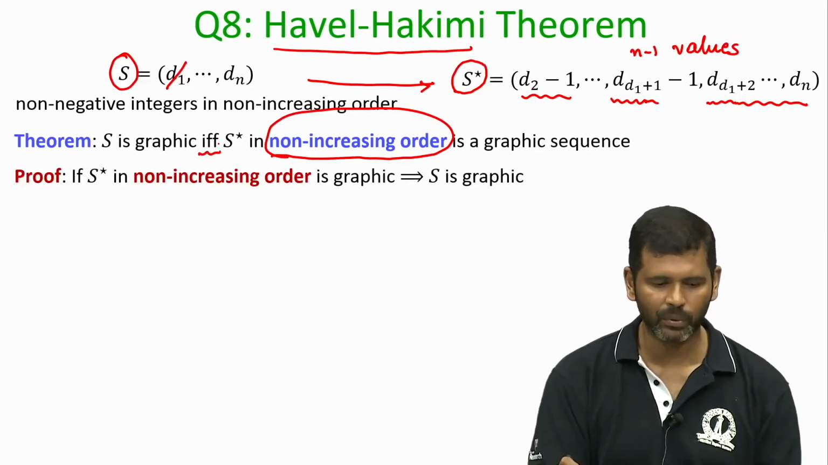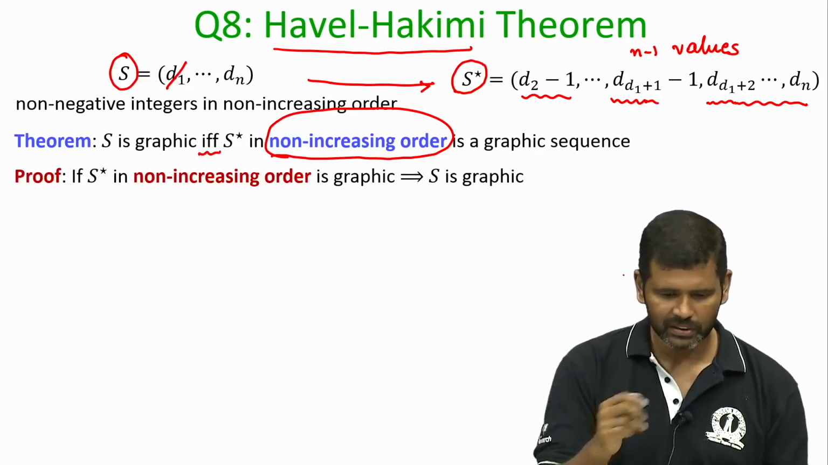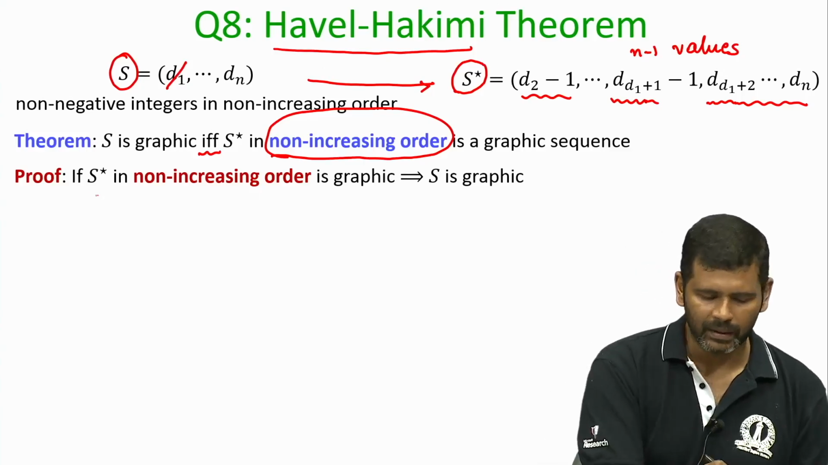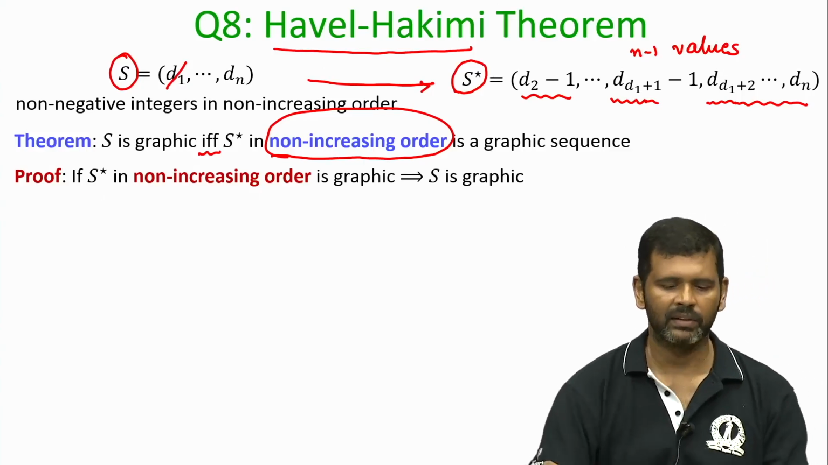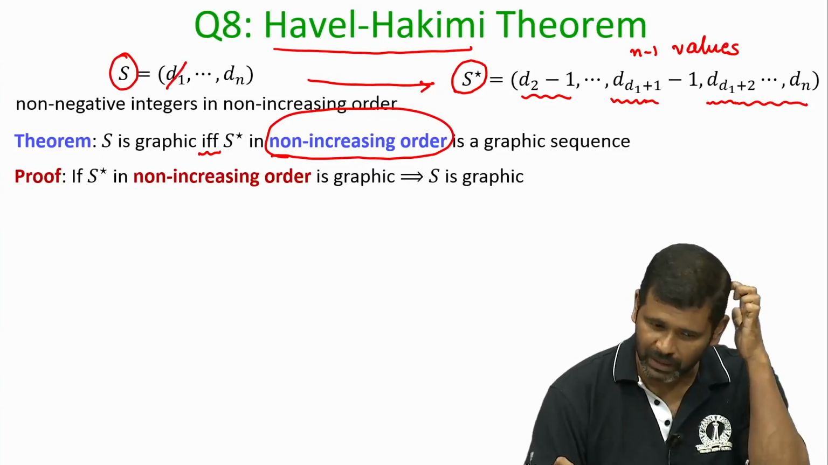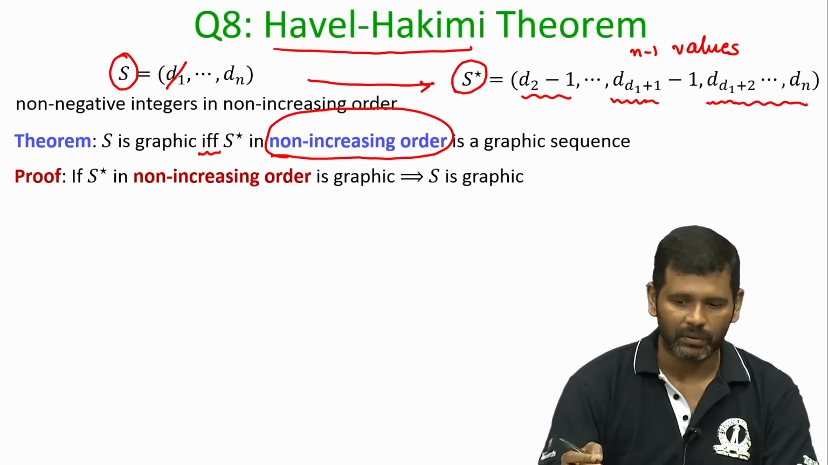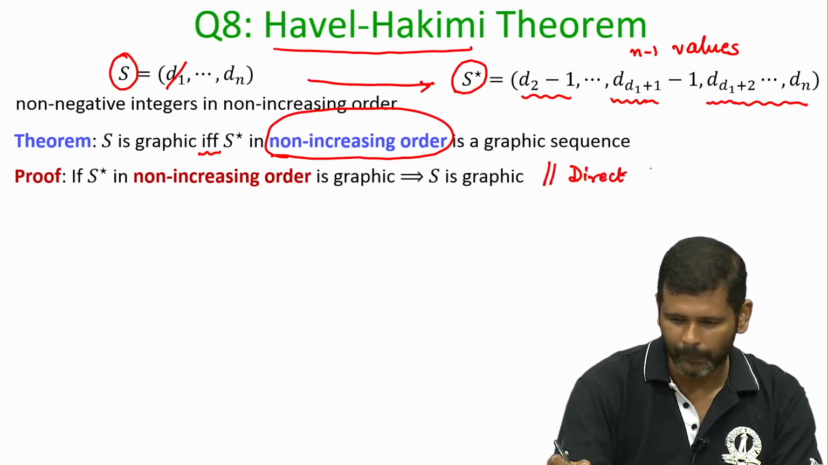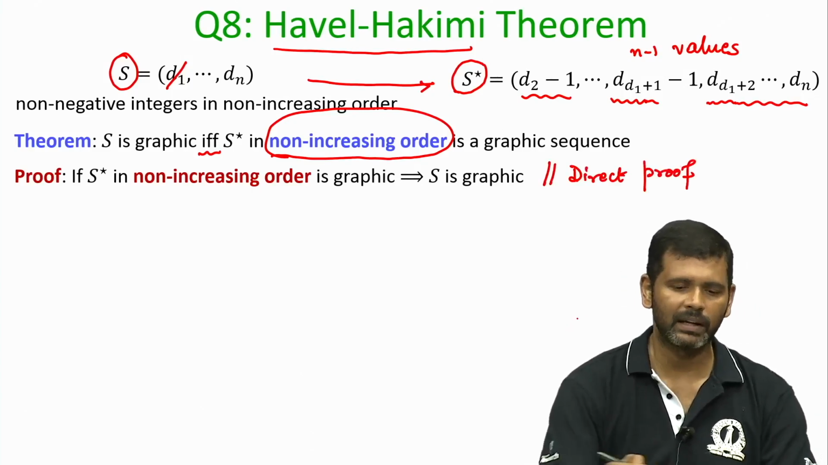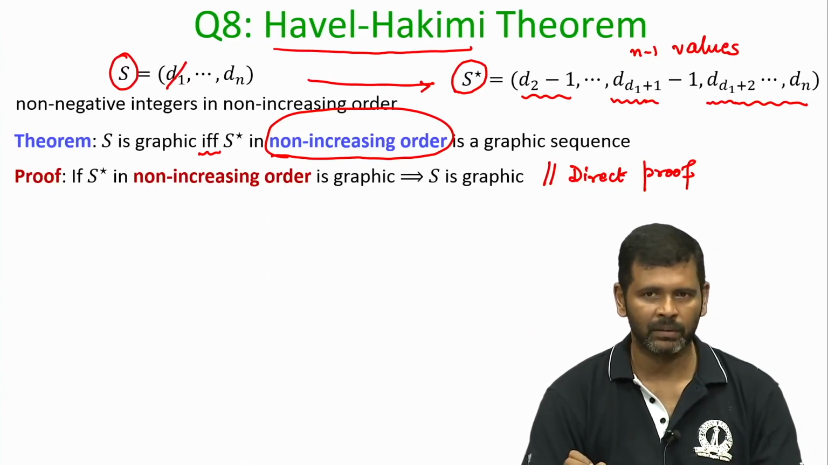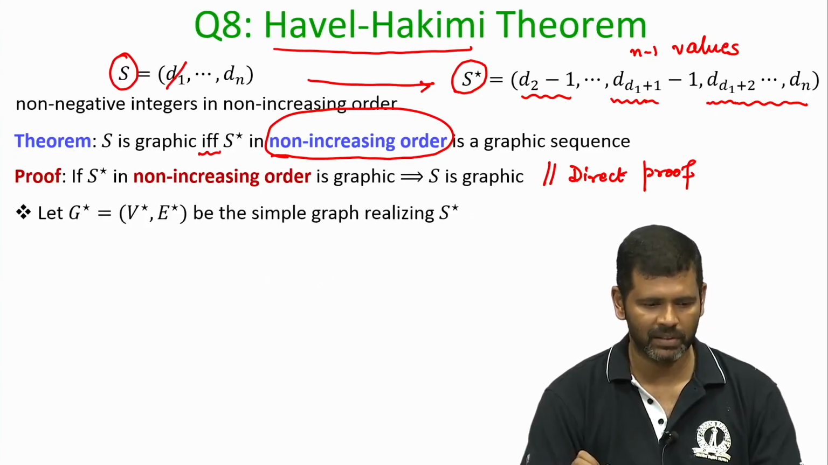So, we have to prove two implications. Let us first prove the easier one. We want to prove that if S star, when arranged in a non-increasing order, is graphic, then so is the sequence S. What does that mean? I will give a direct proof for this implication. When I say I will give a direct proof, I mean that I will assume that my premise is true and arrive at the conclusion that my conclusion is also true. So, assume that my premise is true.